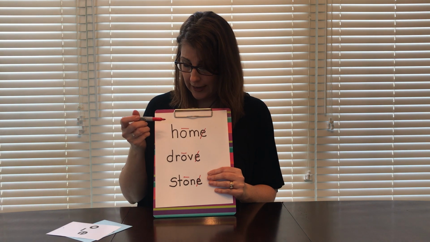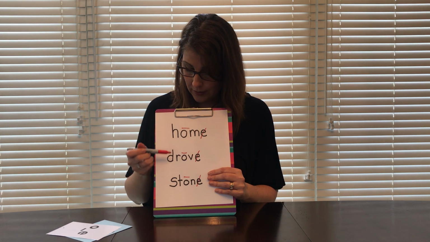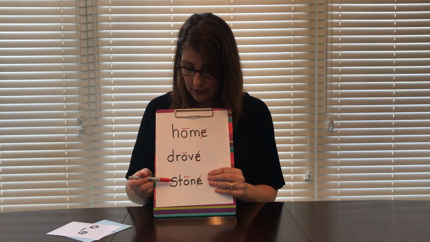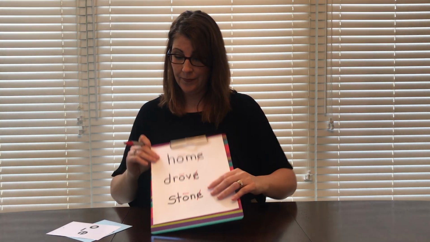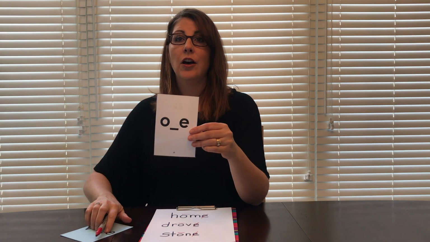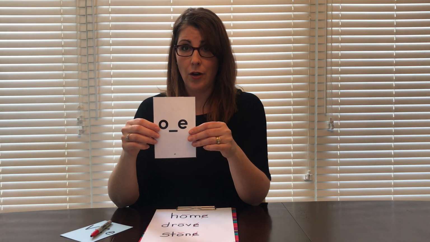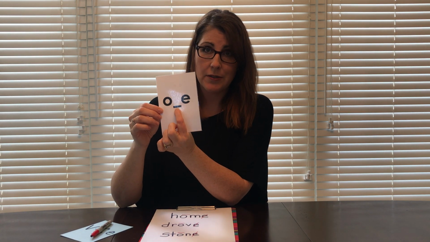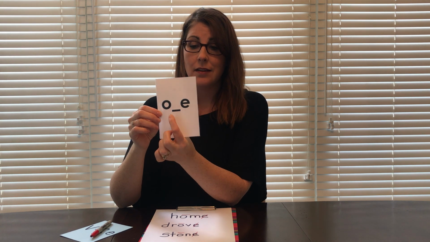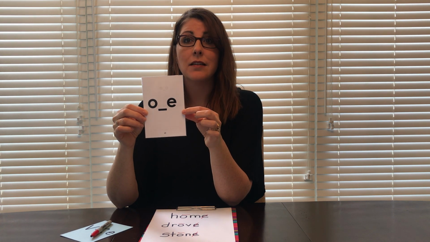So let's read our words again. Home, drove, stone. O consonant E says O. That little dash represents a consonant. O consonant E says O.